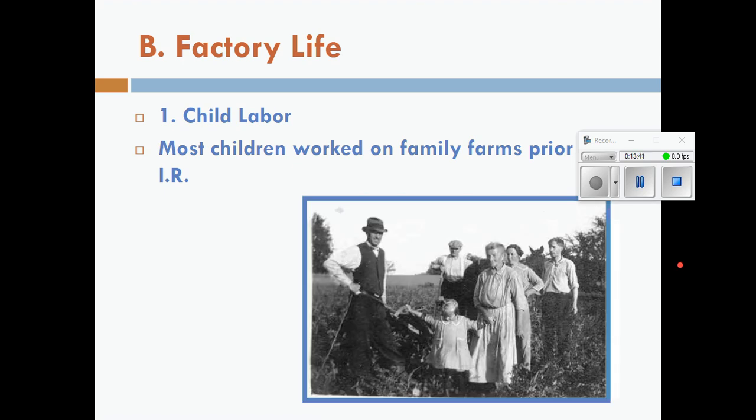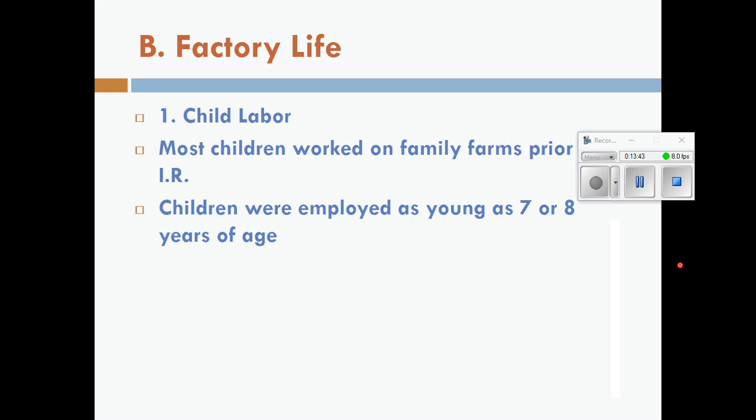So it's not too different from that. But then, you're going in a factory, and kids as young as 7 or 8 years of age are going to be employed. Most of these are street kids, or they're orphans. And the big thing is they're not in school. They're doing these jobs that they really shouldn't be doing.